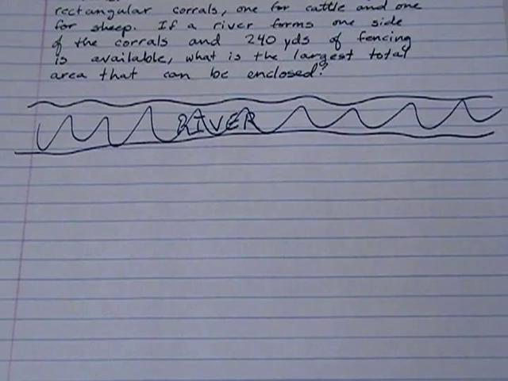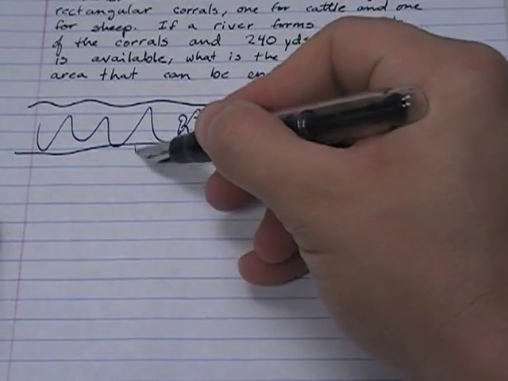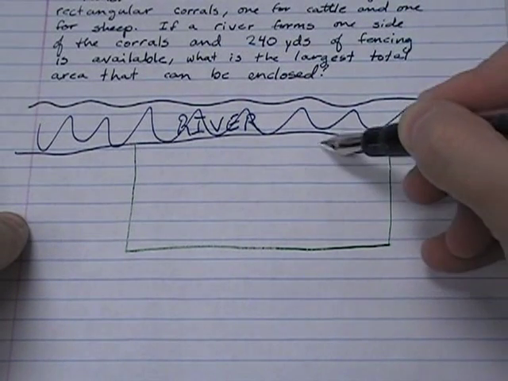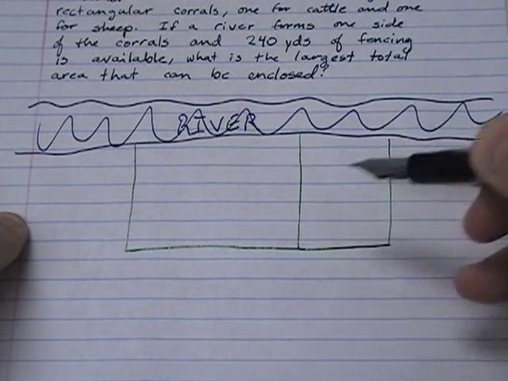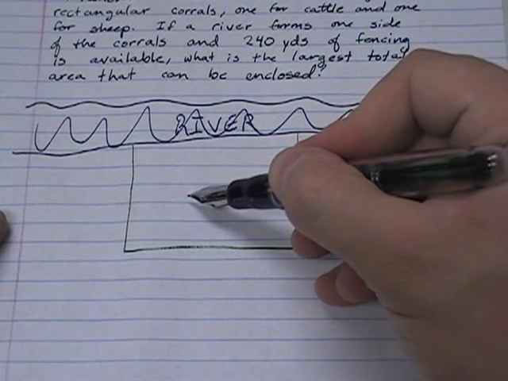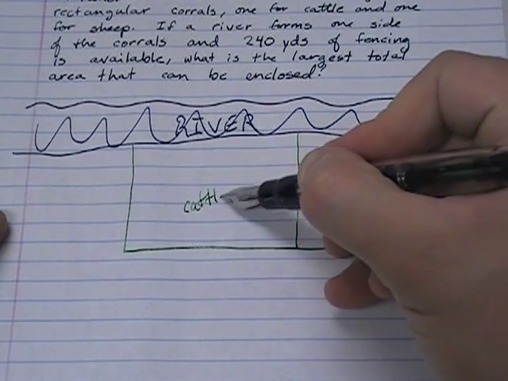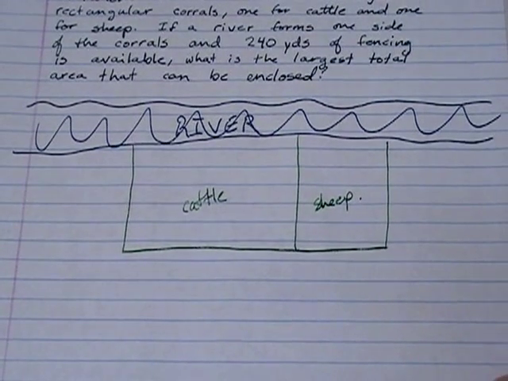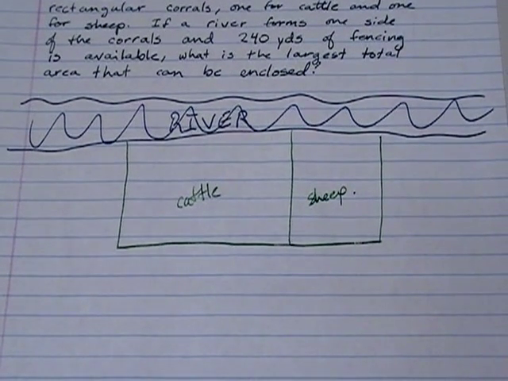And we are going to enclose an area like this. Okay, one for cattle and one for sheep. Now, enclosing this pen and using the river for one of the sides, we have to find the maximum area.